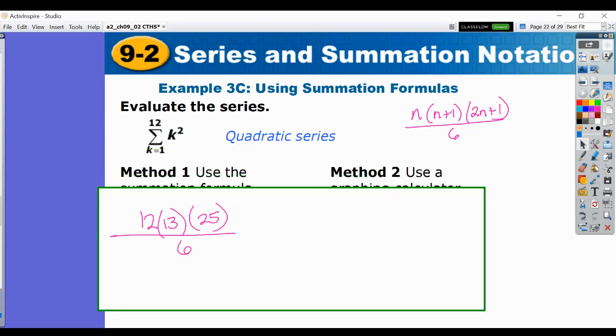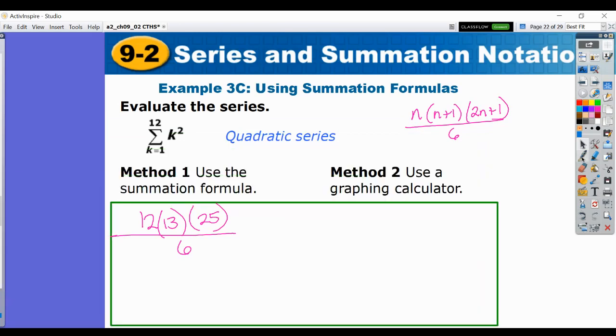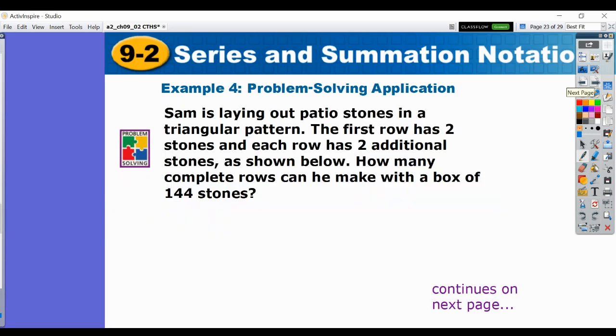The other thing, you can do summations on your calculator. There is a button for that. So we'll go over that here in a moment. Let's see if I can. We have one more problem to just talk about real quick first.